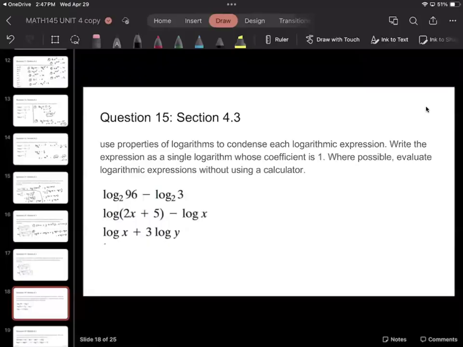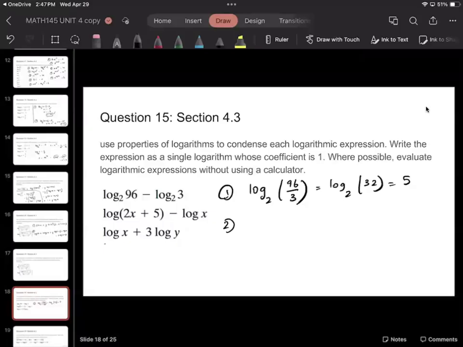Use properties of logs to condense. Now we are going to write it as a single logarithm. Okay, so let's do 1. So the base is the same. That means I can combine that into 1 log and the difference will become a quotient. I simplify this. When I divide, I get 32. So this makes it 5. 2 to the power of 5 is 32.